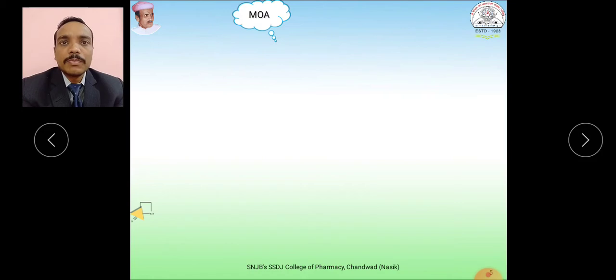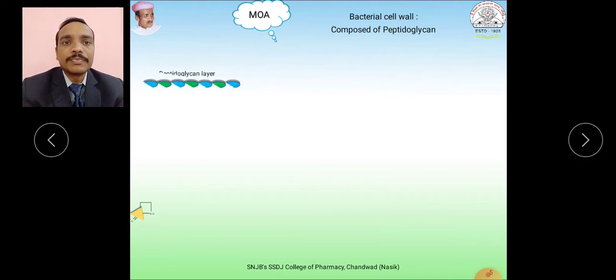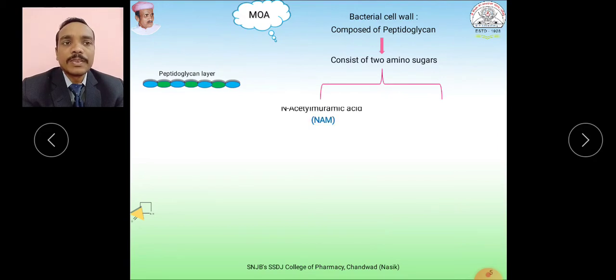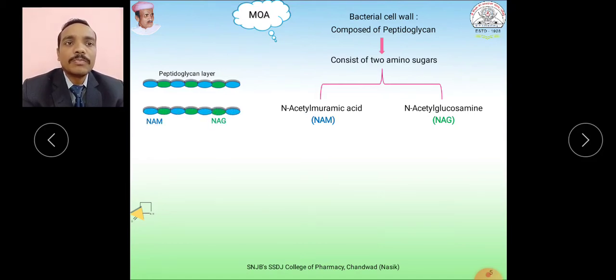So take a look at how these beta-lactam antibiotics act. This is a common mode of action for all these kinds of beta-lactam antibiotics. As we know, the bacterial cell wall is composed of peptidoglycan. This peptidoglycan layer is made by two amino sugars: the one is N-acetylmuramic acid, NAM, and the second is N-acetylglucosamine, NAG.